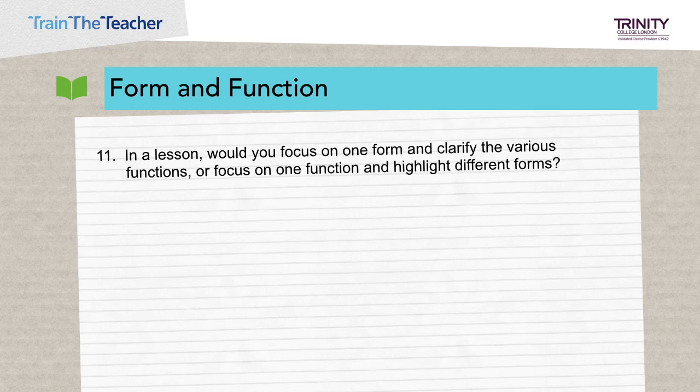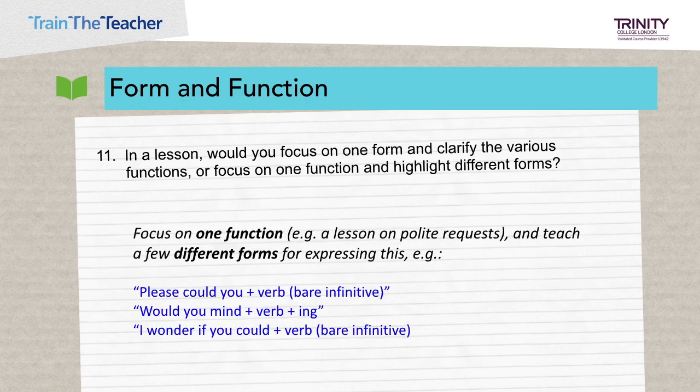So, it's best to focus on one function. For example, a lesson on polite requests, and teach a few different forms for expressing this. This is because it's much easier to present the lesson using one context. Teaching one form, for example, the modal auxiliary verb can, with several different functions, permission, ability, possibility, deduction, would get very confusing for our learners.